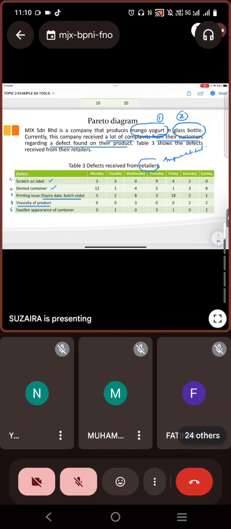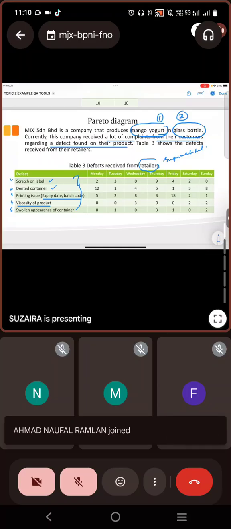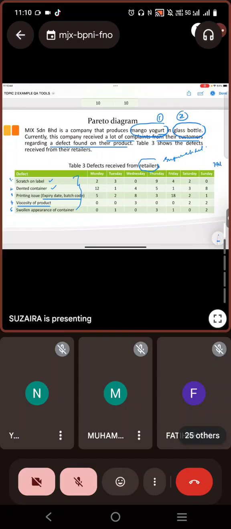So if you look here, compared with the one that we had last week, where we only had one value for the complaints for each defect, with this one, because we have different days, Monday, Tuesday, Wednesday, Thursday, Friday, Saturday, and Sunday, what you need to do is total up first before we calculate the percentage of each defect, and the other one is the cumulative percentage.